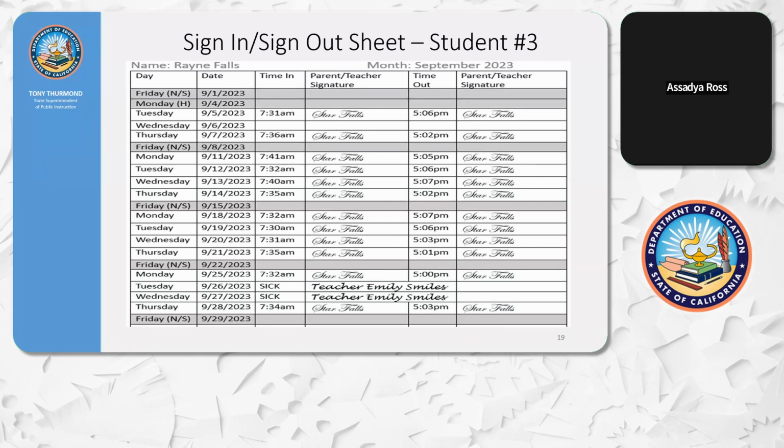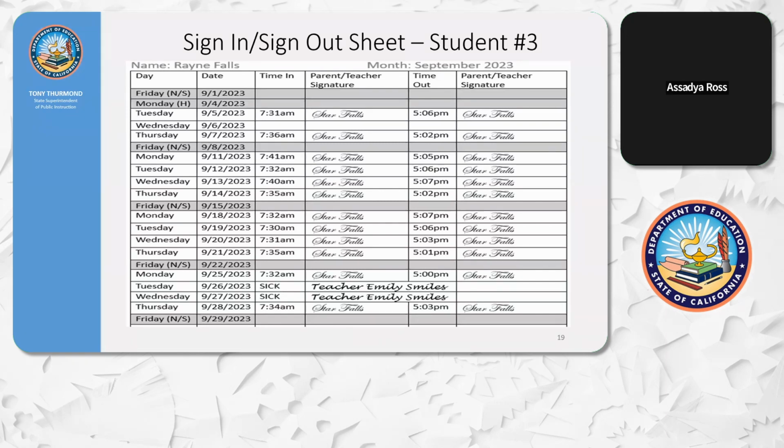In addition, on this sign-in and sign-out sheet on Wednesday, September 6th, it is blank. There are no times indicated and there are no signatures or a reason for why the child might have been absent. So this is going to be an unexcused absence, which will be tracked on our enrollment and attendance document. We'll see how this is tracked on the next slide on the CD 9400 when we get there.